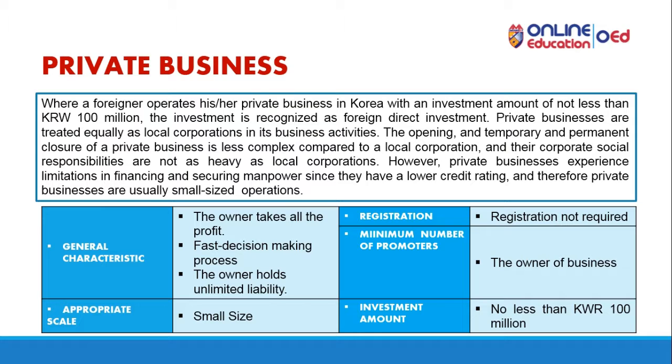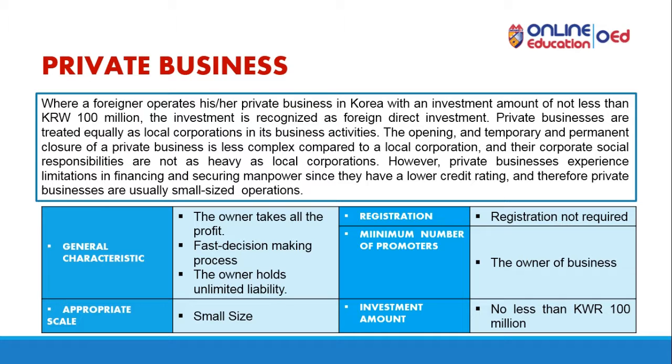So we have the characteristics of the private business in Korea. The owner takes all the profit, and there is a fast decision-making process. The owner holds unlimited liability, and the appropriate scale is small size. Registration is not required. There is a minimum number of promoters, the owner of the business, and the investment amount is not less than 100 million Korean Republic won.